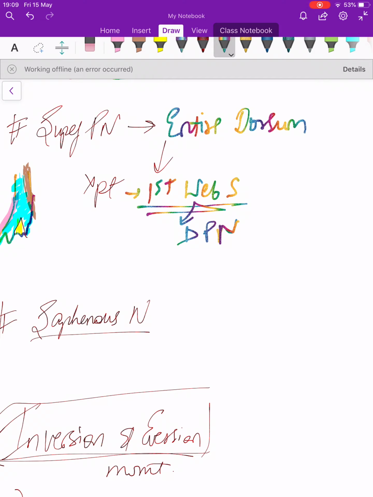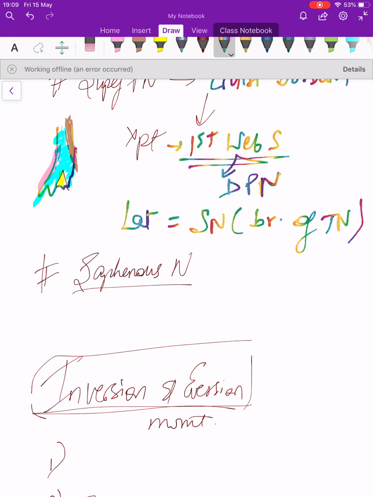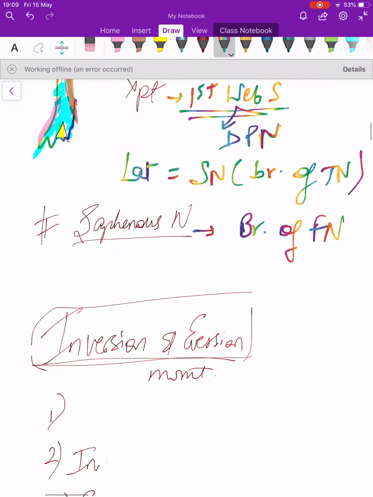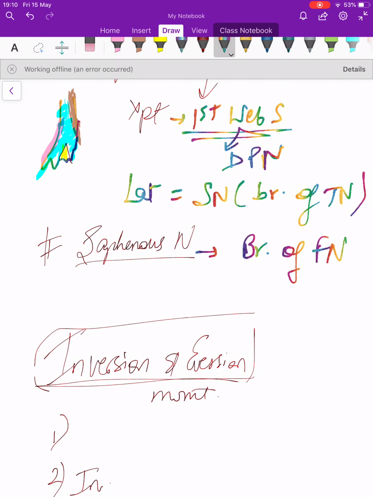The lateral aspect is supplied by the sural nerve, which is a branch of the tibial nerve. Then the medial aspect by the saphenous nerve, which is a branch of the femoral nerve, and it supplies up to the ball of the great toe.